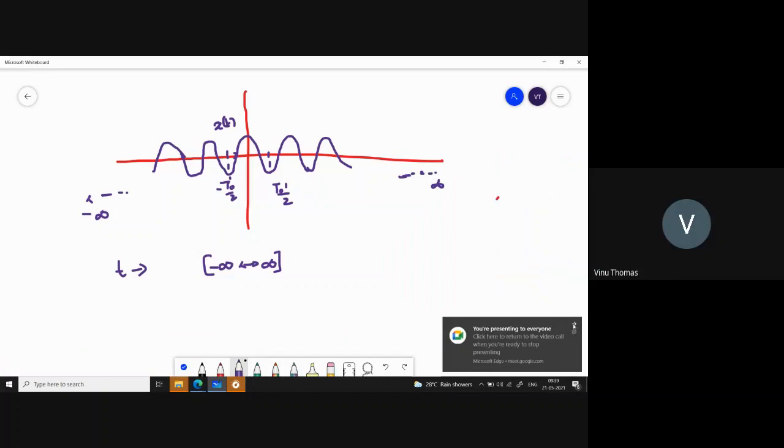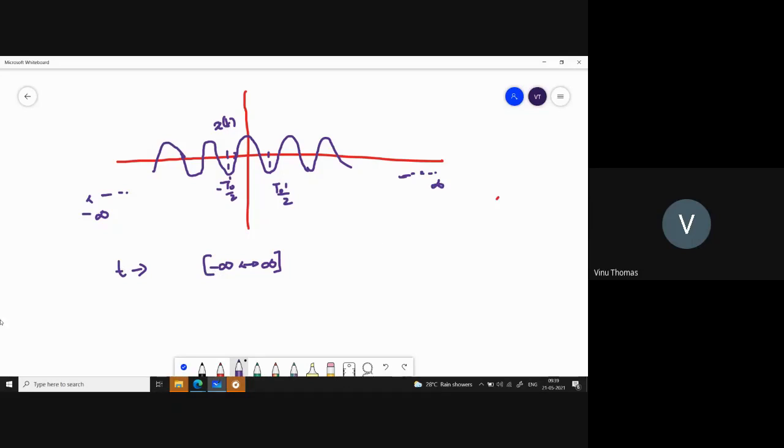Now how many cycles will be there in a periodic signal? There will be infinite cycles, right? That is why it is called a periodic signal. So when you have infinity cycles, I can take the total interval. So the total interval t is from minus infinity to plus infinity.